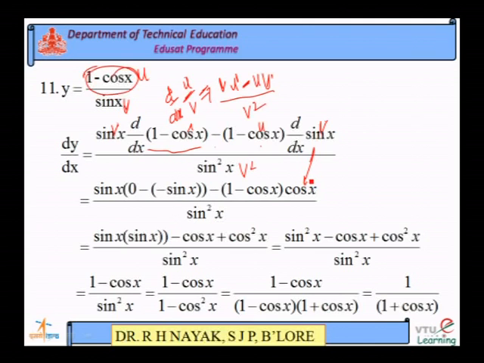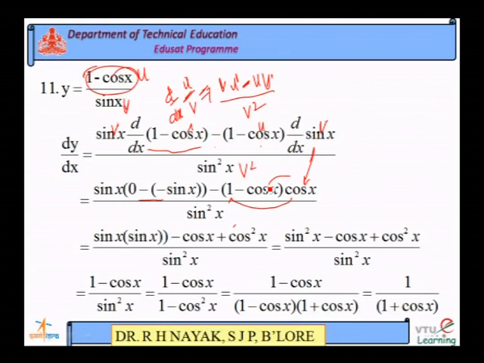You leave the 0. Minus of minus is plus sin x. Then I have multiplied with cos x, minus into plus is minus, 1 into cos x is cos x, and minus into minus is plus cos x into cos x is cos square x. This is sin x into sin x, sin square x, minus cos x plus cos square x.